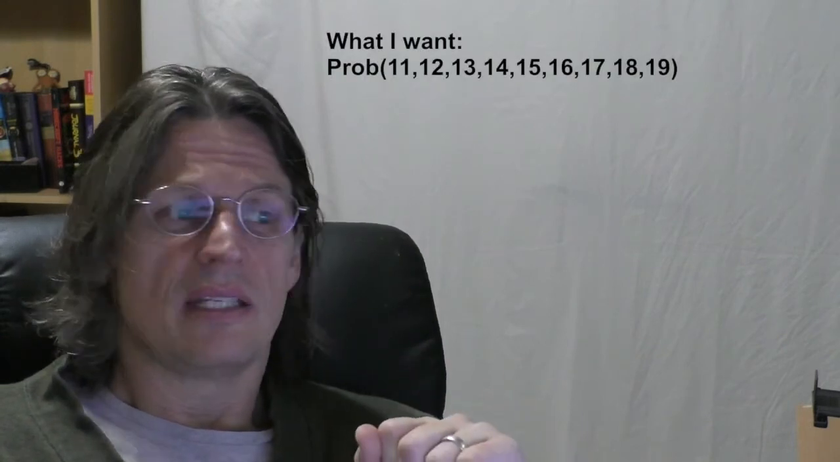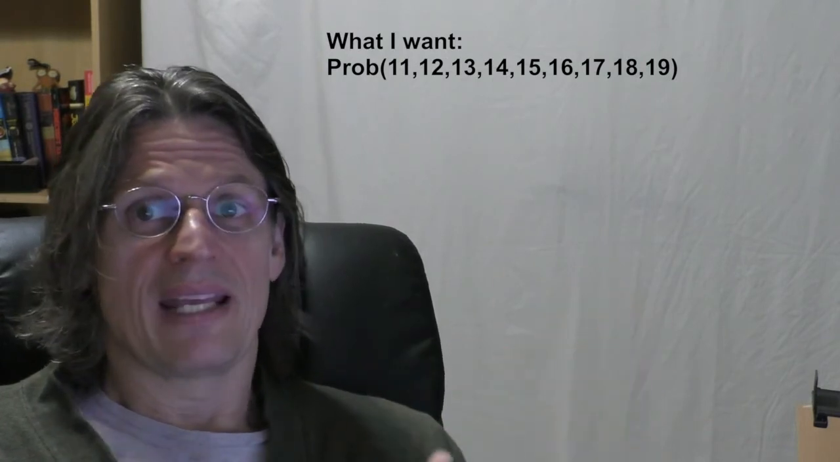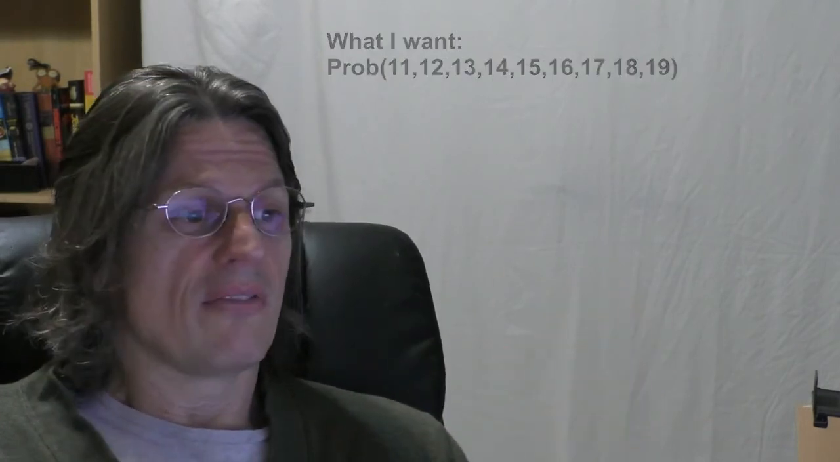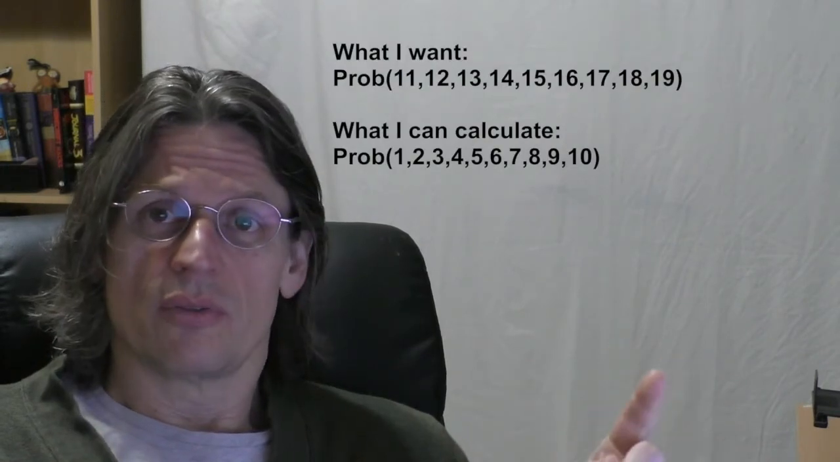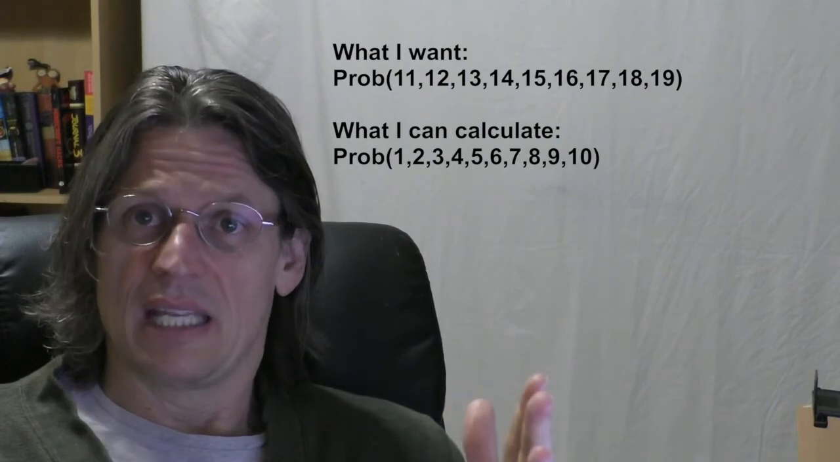Okay, so the first step is to write down what it is you want. So I said I'm going to eat 11 through 19, so I write down 11, 12, 13, 14, 15, 16, 17, 18, 19, but I can't calculate that. However, I can calculate 1, 2, 3, 4, 5, 6, 7, 8, 9, 10. That's the CDF of 10.